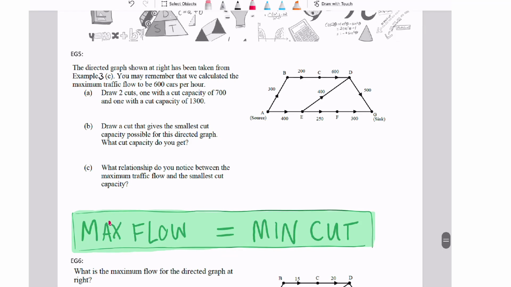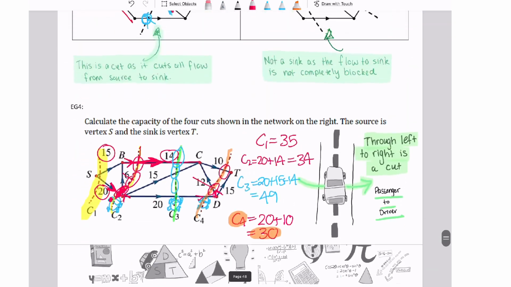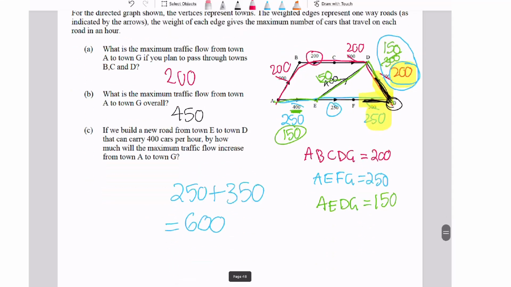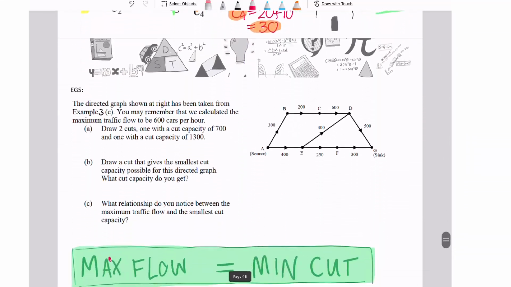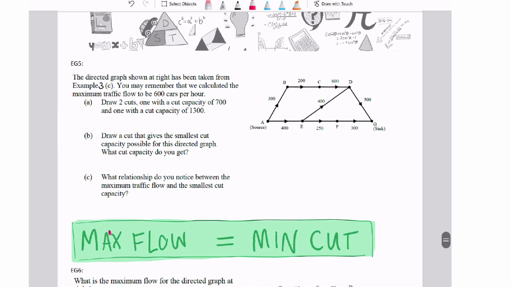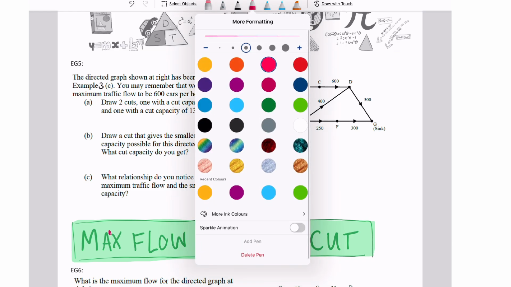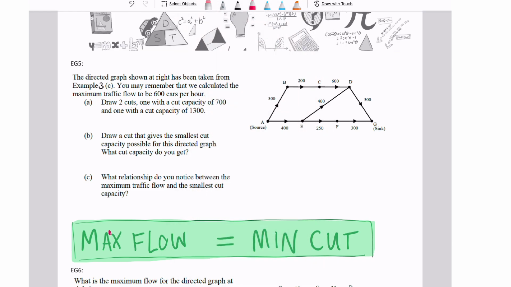So let's look at a question now together, putting all of that together. We're talking about traffic again. And this is actually just looking at that previous example. And they've put the 400 already on it, as they did in the end. It says, draw 2 cuts, one with a cut capacity of 700 and the other with 1300.